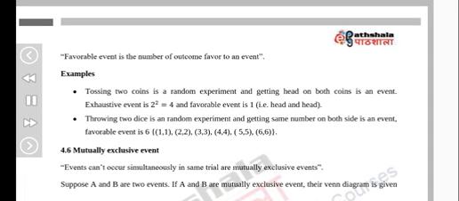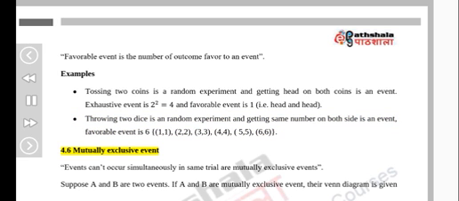A favorable event is the number of outcomes favorable to an event. Example: tossing 2 coins is a random experiment and getting heads on both coins is an event. The exhaustive events are 2 squared, which equals 4, and the favorable event is 1, i.e., head and head. Throwing 2 dice is a random experiment and getting the same number on both dice is an event. The favorable events are (1,1), (2,2), (3,3), (4,4), (5,5), (6,6).